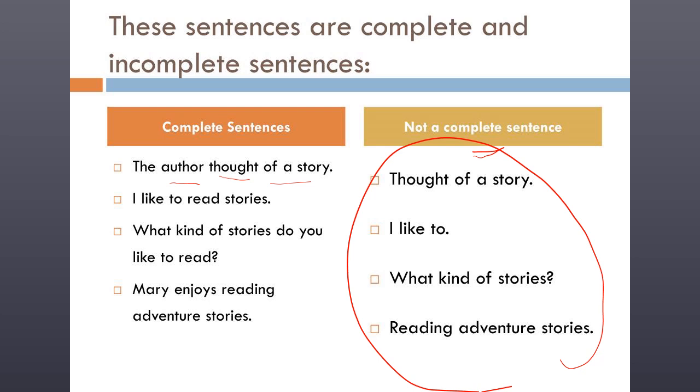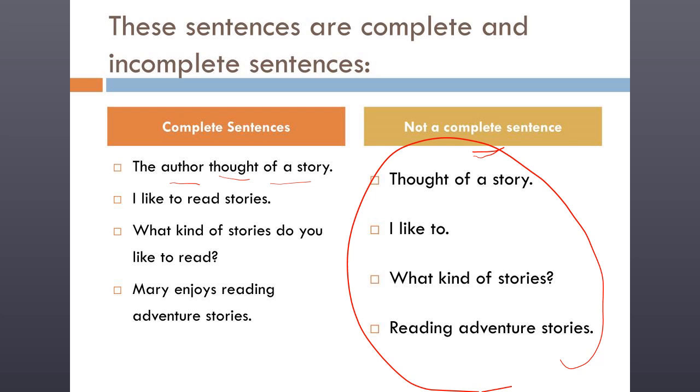If you said, "What kind of stories?" What kind of stories what? What kind of stories do you like? Okay? So you have to put a verb in it. In grammar, we need to make the sentence really complete, which is totally different from spoken English.